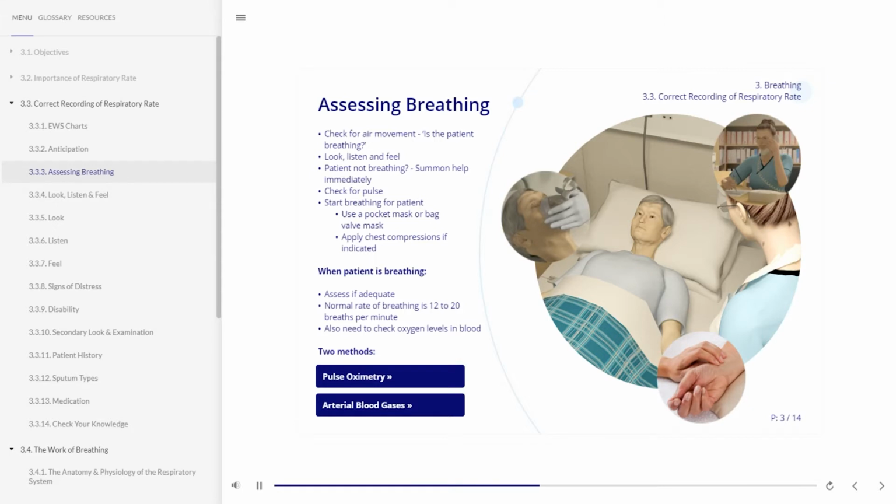If the patient is breathing, then you need to assess if it is adequate. If the respirations appear to be very shallow, then breathing may not be adequate. The normal rate of breathing is 12 to 20 breaths per minute. However, making an assessment on depth and rate of breathing alone is not adequate. We also need to assess how much oxygen is in the blood, and there are two ways to do this, using pulse oximetry and measuring arterial blood gases. Select each of the links to find out more.